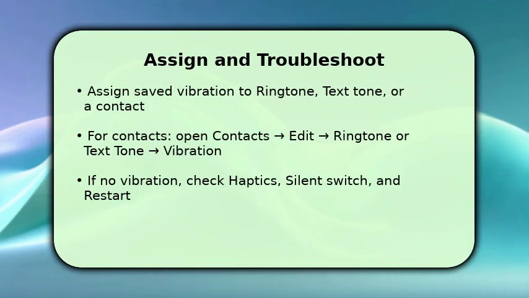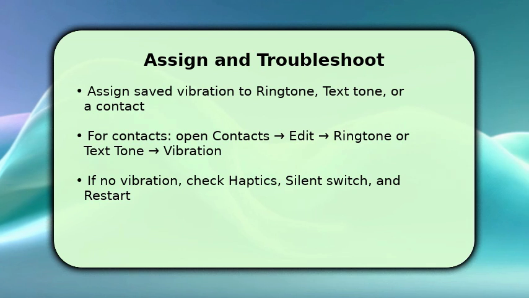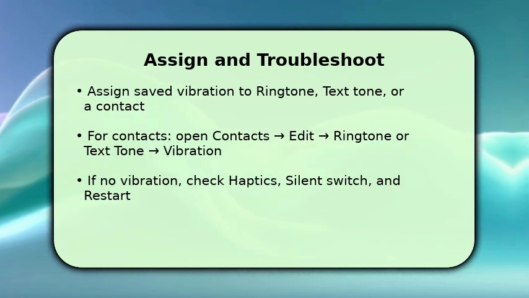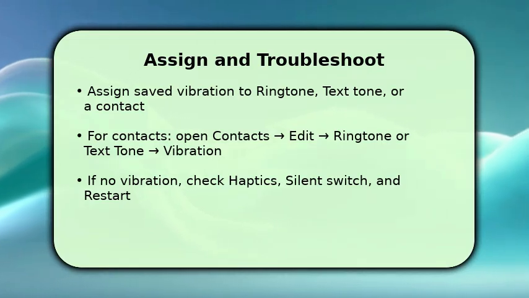Now assign the vibration. From the vibration list, select your new pattern for ringtone or text tone, or open a contact, tap Edit, choose ringtone or text tone, and pick your custom vibration. This links the pattern to calls or messages.